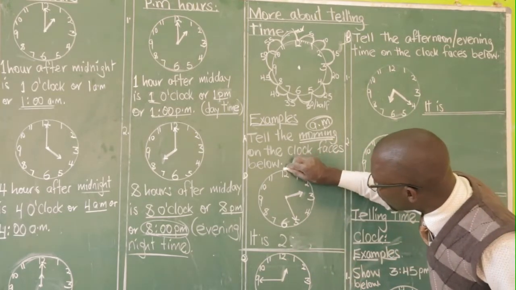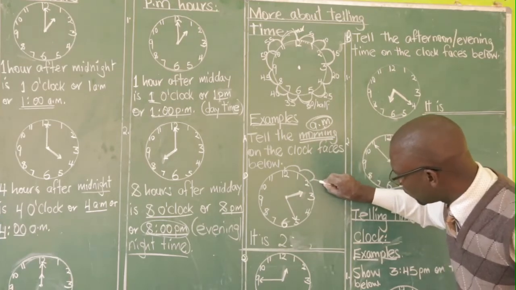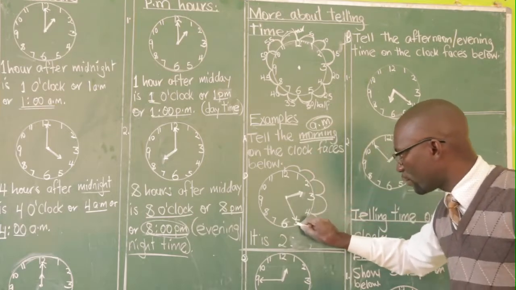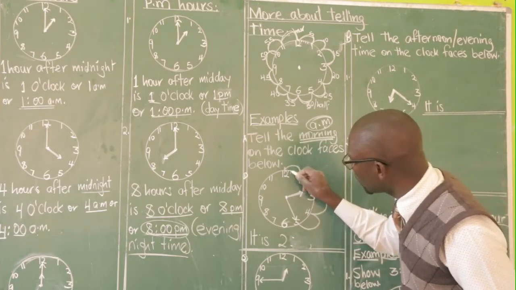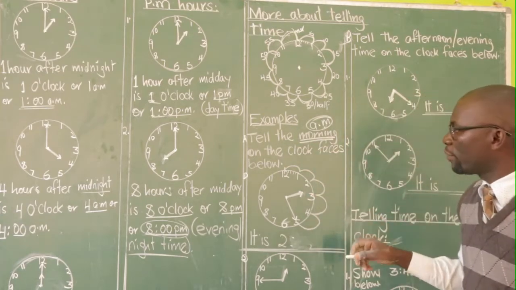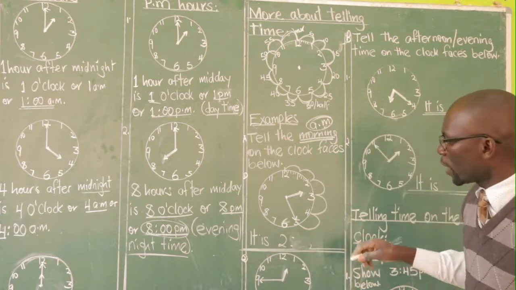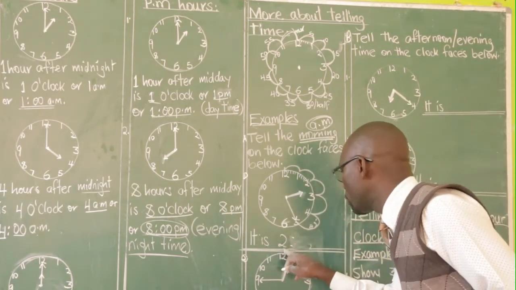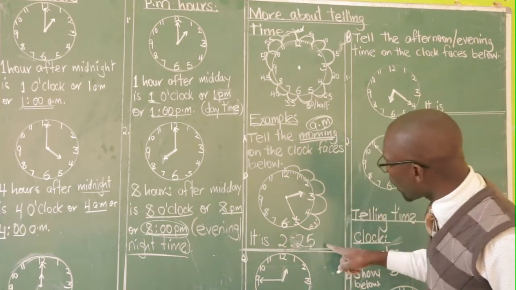We shall start from 12 here and we say 5, 10, 15, 20, and 25. Why are we counting in 5s? Because from one number to another, there are 5 minutes. So we are counting in fives. So now here these are 25 minutes. So we are going to say it is 2:25.